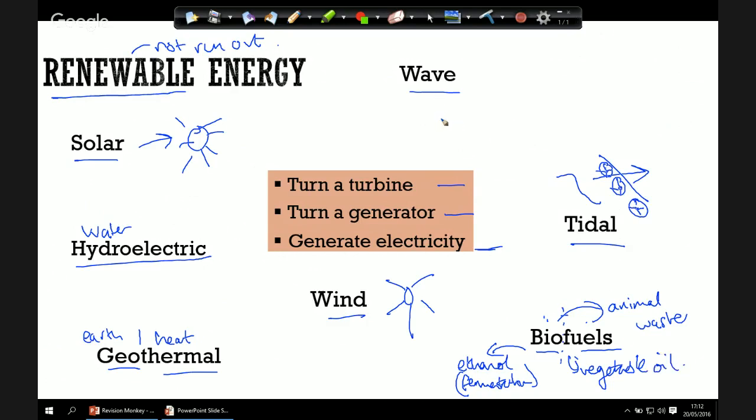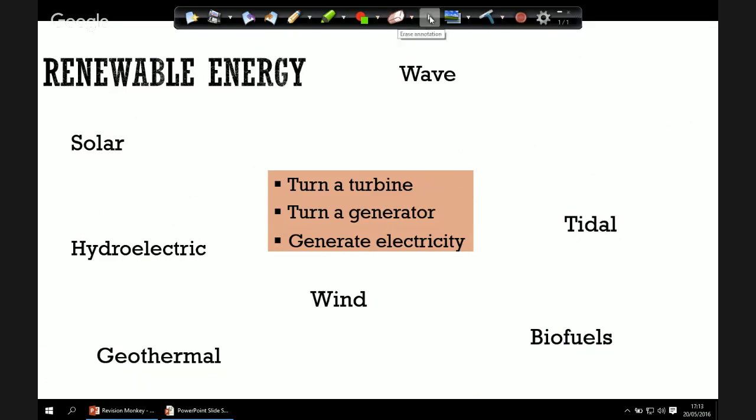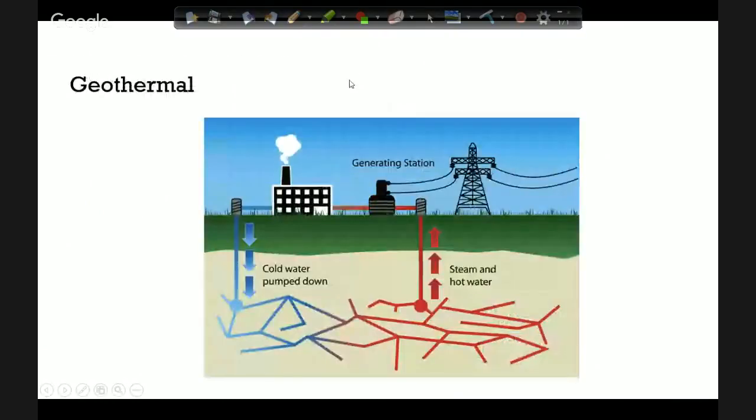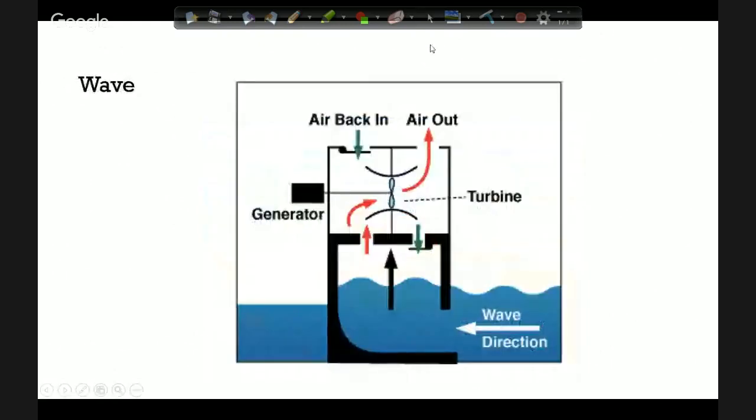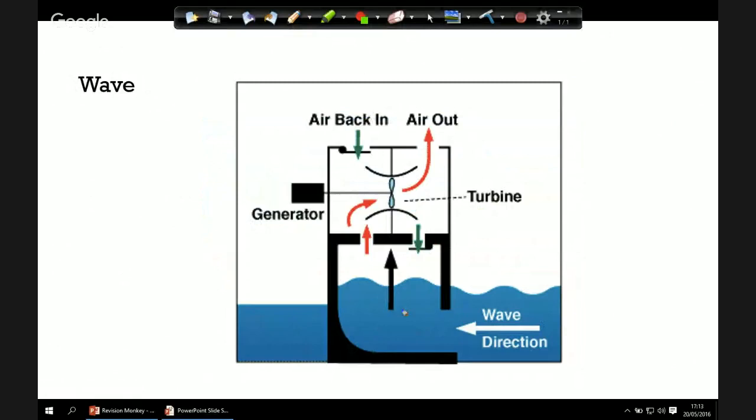Okay, so I'm going to go into a couple of these in a little more detail. First of all, I'm going to look at a wave machine, because this is the one that people get wrong quite a lot of the time. They think that the water is pushing the turbine.